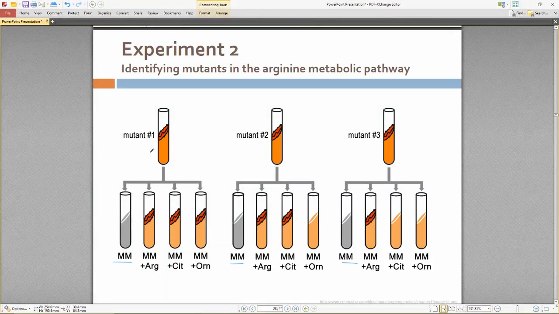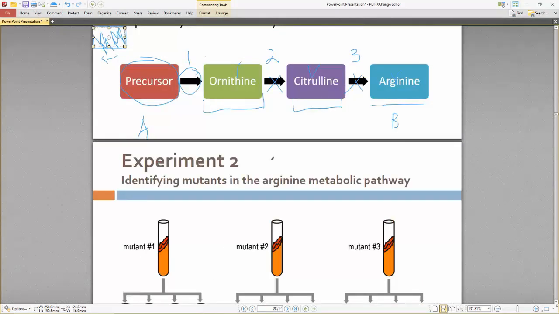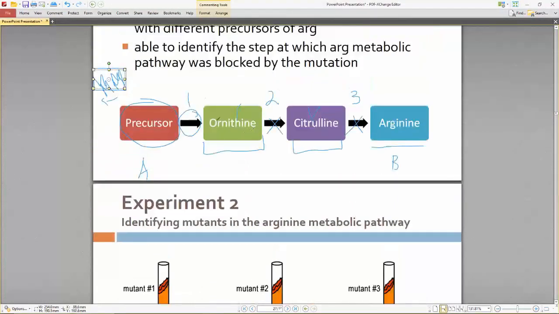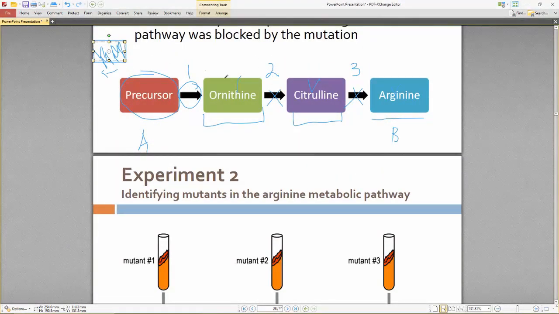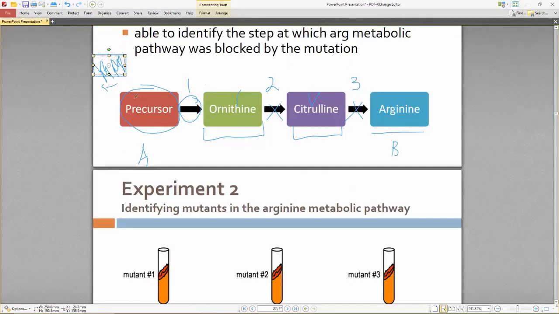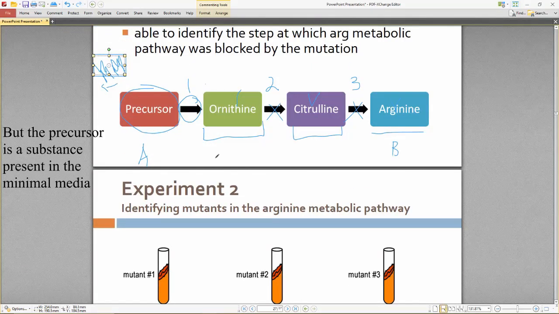Mutant number 1 works on the precursor because it works on arginine, citrulline, and ornithine. Mutant number 2 doesn't. So mutant number 2 is blocked already at ornithine. So the precursor, which only goes into ornithine, can't go past it. If we said that mutant number 2 is not working at enzyme number 2, it doesn't matter if it has enzyme number 1 because it can't get past that point anyway. Does that make sense? Sorry guys, the precursor is not the minimal media. I take that back.